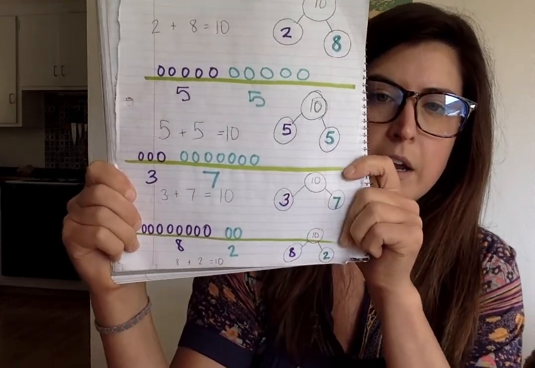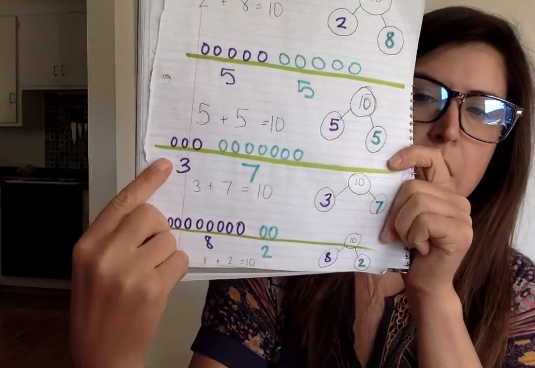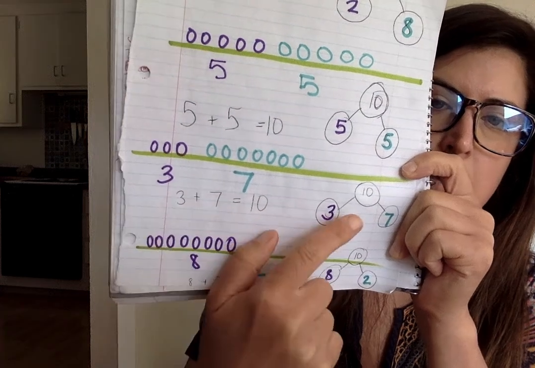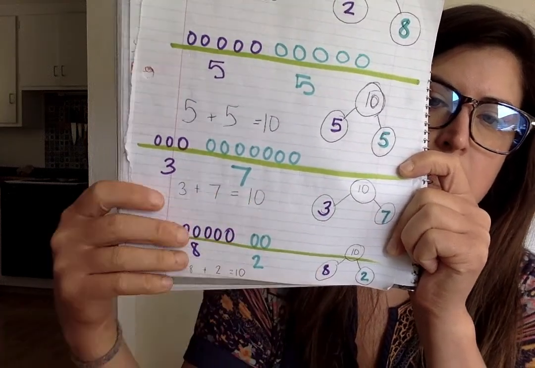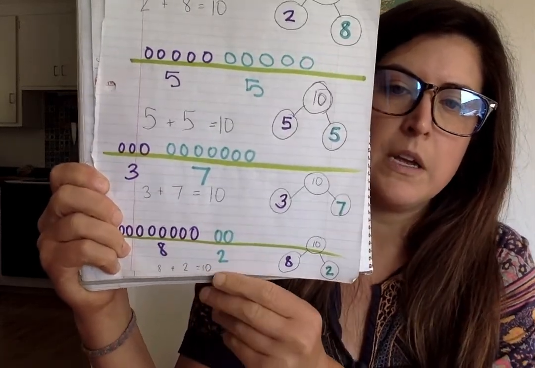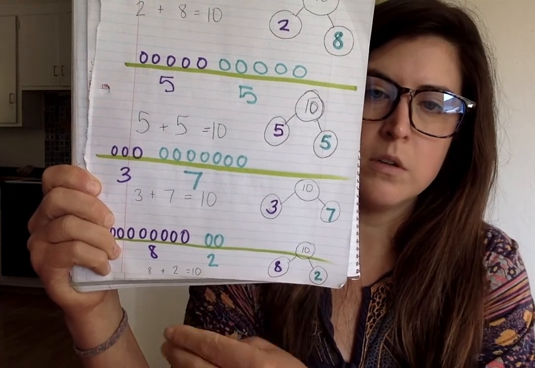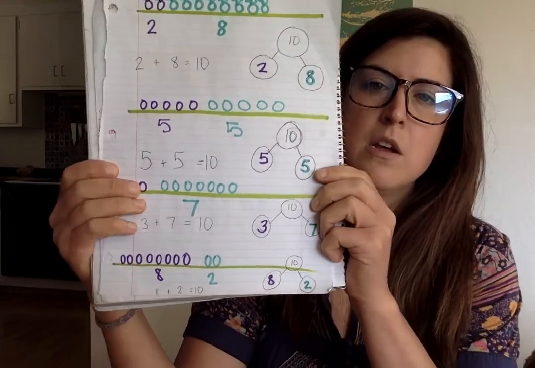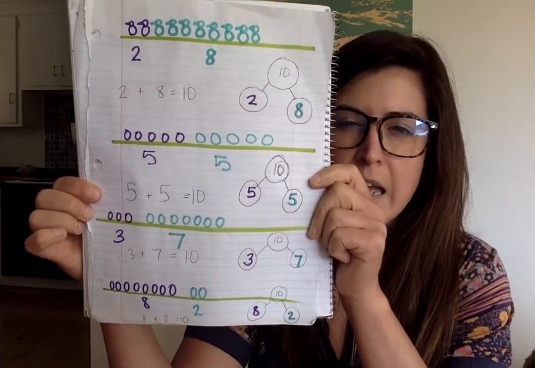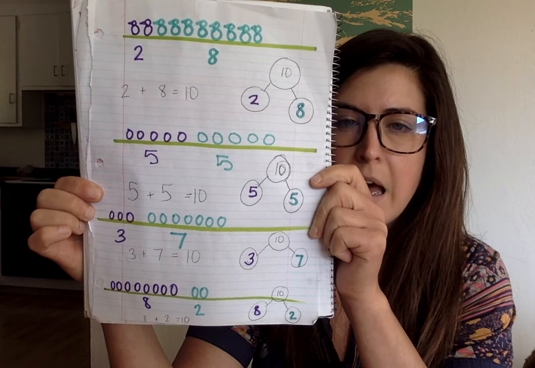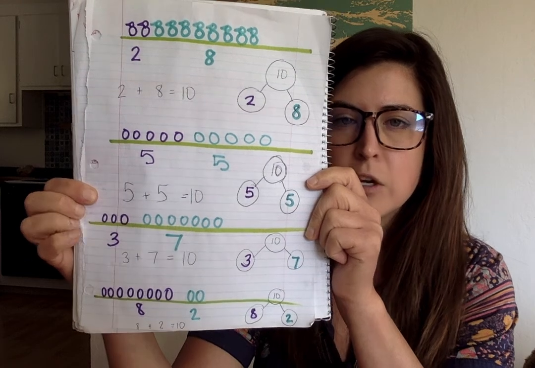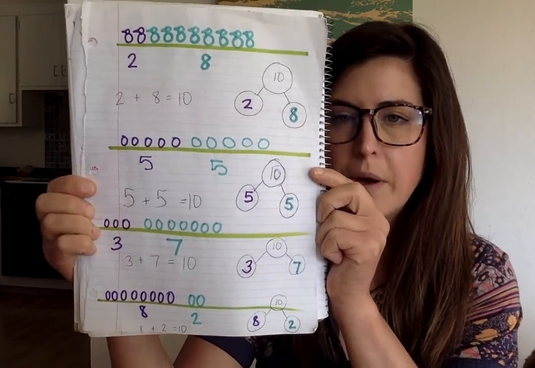Okay, then down here, I did 3 purple and 7 blue. 3 plus 7 makes 10. And then down here I found another one, 8 purple and 2 blue. 8 and 2 makes 10. So before I show you my second page, I want you to look at this page and see if you can find a pattern, or see if you notice something kind of tricky, almost like a little clue about making 10.